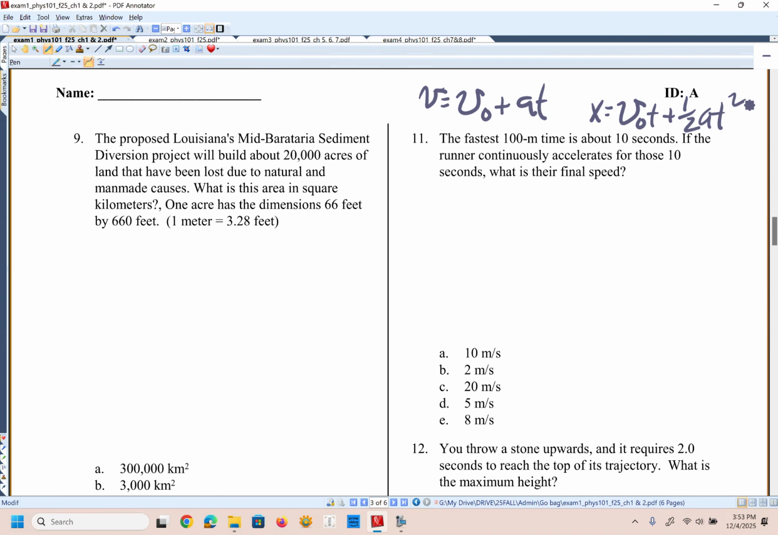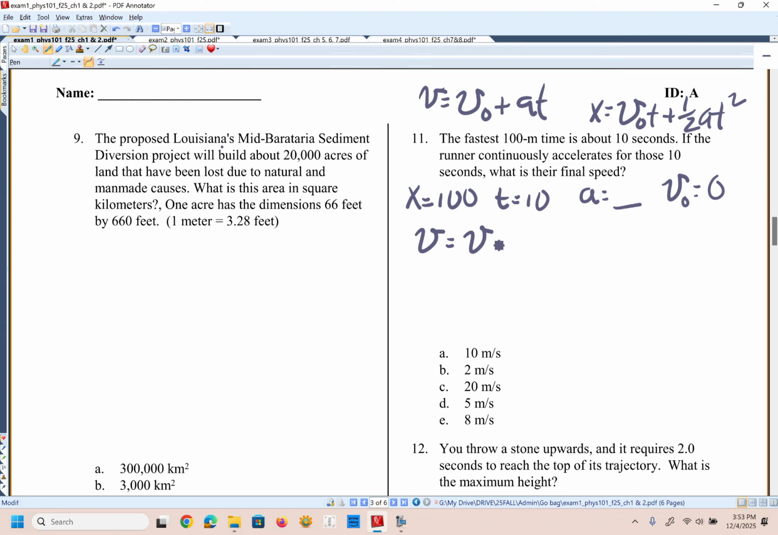Let's just do number 11. I just write down what I know. X is equal to 100. T is equal to 10. He continuously accelerates. So I don't know what A is, but I know it has some acceleration. I also know that V naught is equal to 0, that they start at rest. And I want to know what is V.